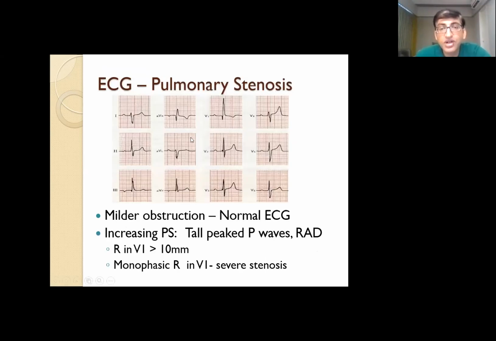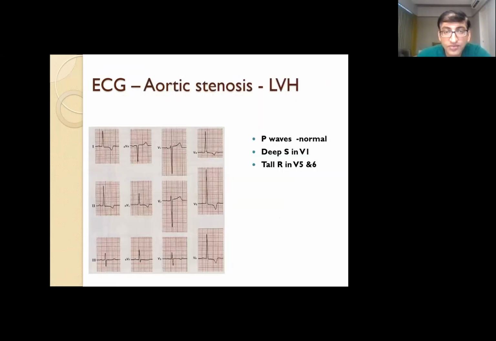In case of pulmonary stenosis, you will see a tall R wave in lead V1. If the tall R wave is a monophasic R wave, with no S wave, it means the pulmonary stenosis is severe. In case of aortic stenosis, there will be a deep S wave in V1 and a tall R wave in lead V6. So that is also suggestive of left ventricular hypertrophy.